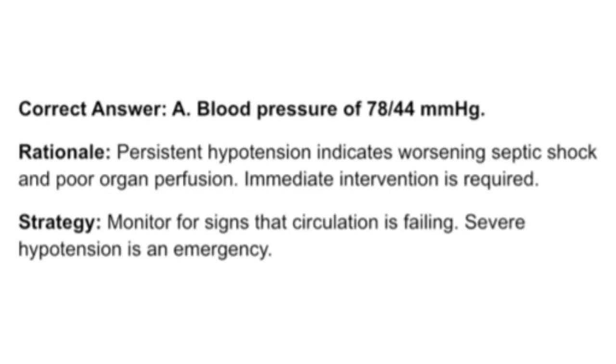Blood pressure of 78/44 mm of mercury. Rationale: persistent hypotension indicates worsening septic shock and poor organ perfusion. Immediate intervention is required. Strategy: monitor for signs that circulation is failing. Severe hypotension is an emergency.